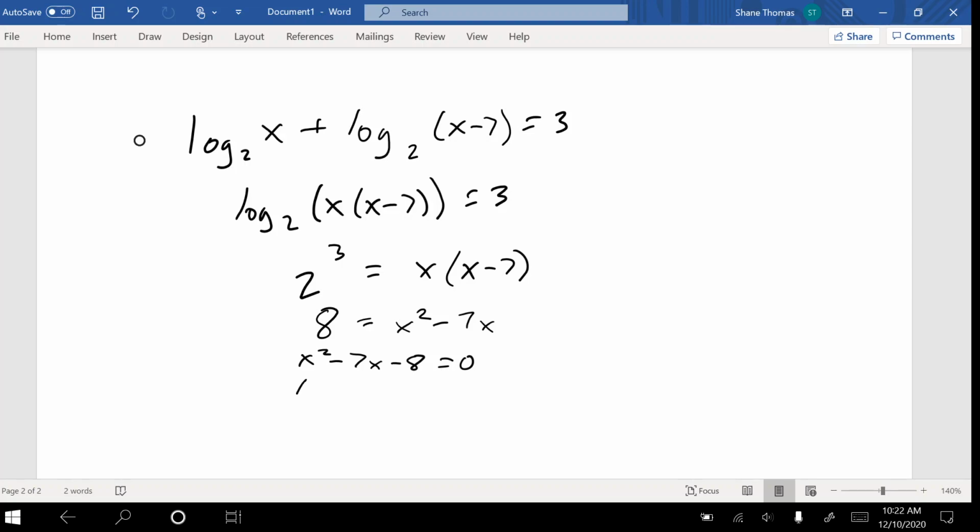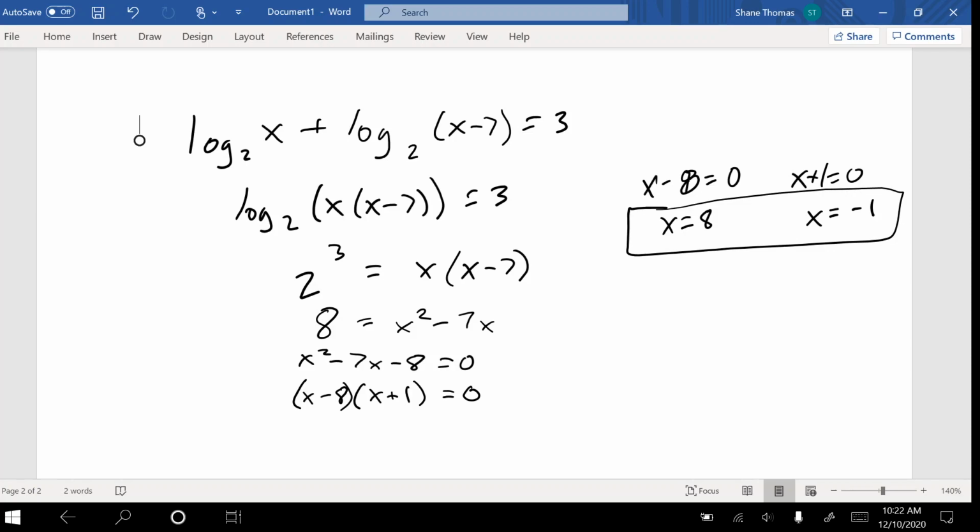So let's factor this guy. What's it going to factor to? It can't? Are you sure? How about minus 8 plus 1. Okay. All right, so it factors to that. So then I have x minus 8 equals 0, and then also x plus 1 equals 0. All right, add the 8 across, x equals 8, x equals negative 1.